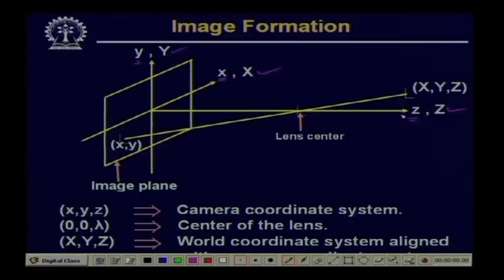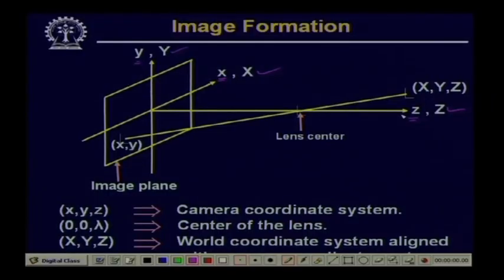Here we have assumed that this camera coordinate system and the 3D world coordinate system are perfectly aligned. That is, the x axis of the 3D world coordinate system coincides with the x axis of the camera coordinate system, the y axis of the world coordinate system coincides with the y axis of the camera coordinate system. Similarly, the z axis of the world coordinate system coincides with the z axis of the camera coordinate system. So, both these coordinate systems have the same origin.